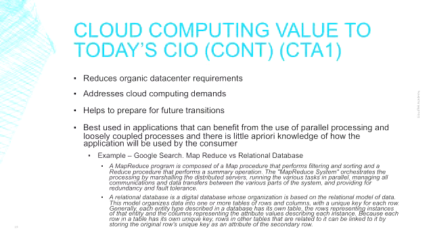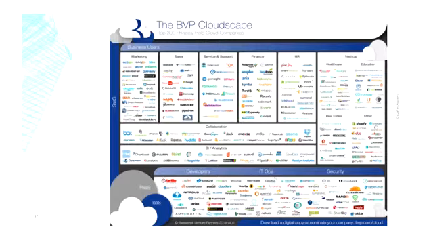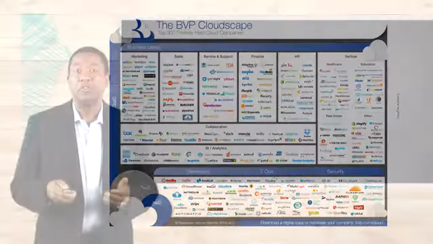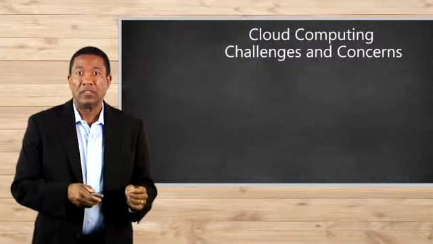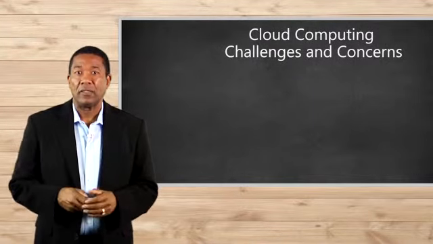Cloud computing is best used in applications that can benefit from the use of parallel processing and loosely coupled processes, and where no a priori knowledge is needed of how the application will be used by the consumer. This graphic gives you just an idea of the growing number of cloud computing vendors out there. And each one of these vendors provides multiple solutions that the CIO can leverage to improve business, reduce cost, and better compete within the marketplace.